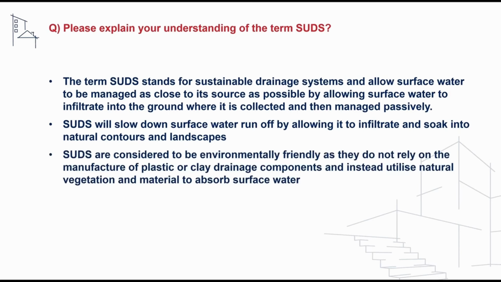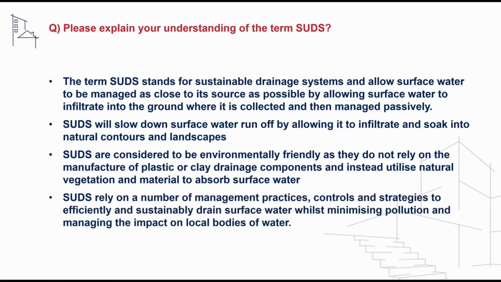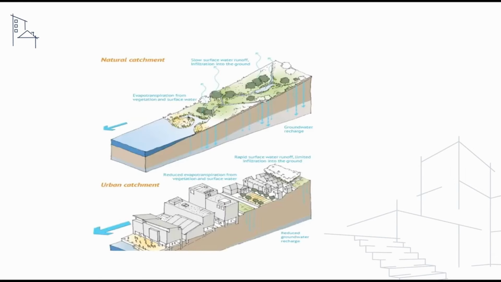And SUDS are considered to be environmentally friendly as they do not rely on the manufacture of plastic or clay drainage components, and instead utilise natural vegetation and material to absorb surface water. SUDS rely on a number of management practices, controls and strategies to efficiently and sustainably drain surface water whilst minimising pollution and managing the impact on local bodies of water. And this is an example of a SUDS design where we can see that natural vegetation is being used to manage surface water runoff by the use of vegetation, natural contours and landscapes.